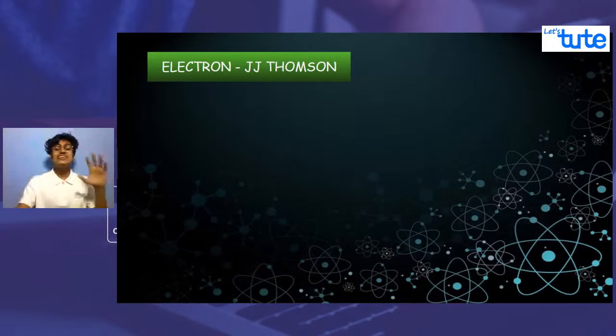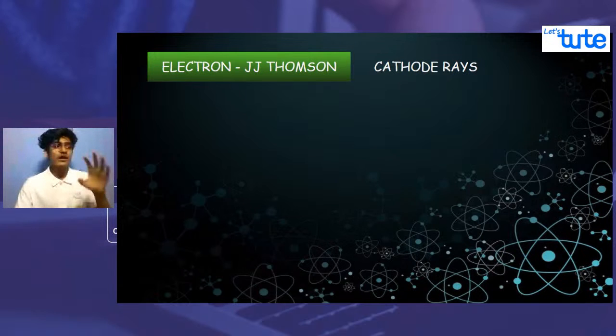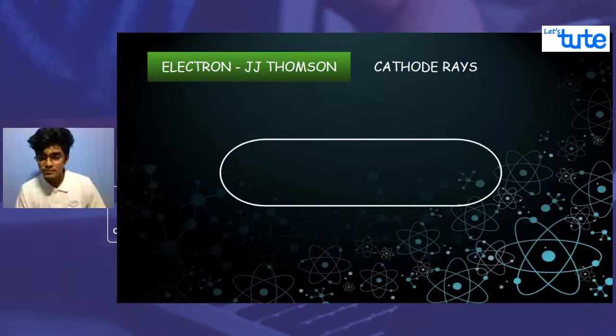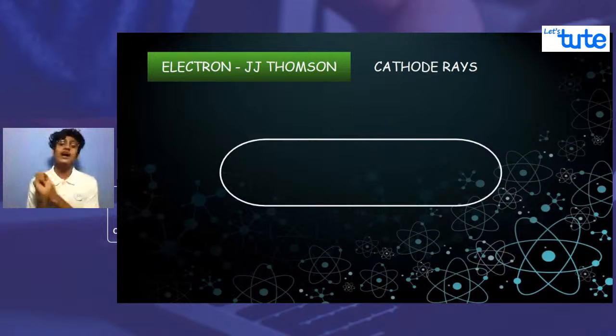To understand his experiment, it was known as the cathode ray experiment. It was a glass tube which he took, and some apparatus were required. Electron was discovered by JJ Thomson. I hope you got your answer. So cathode rays was the name of the experiment performed by JJ Thomson, and he discovered electrons.